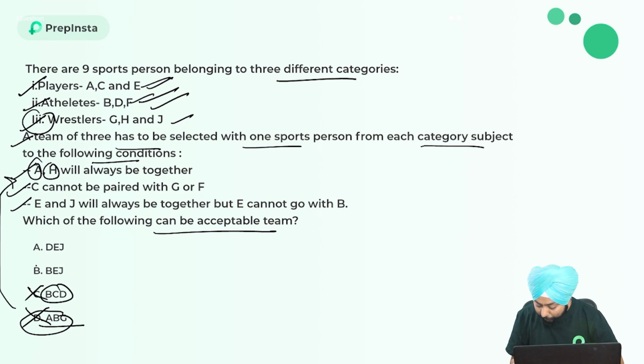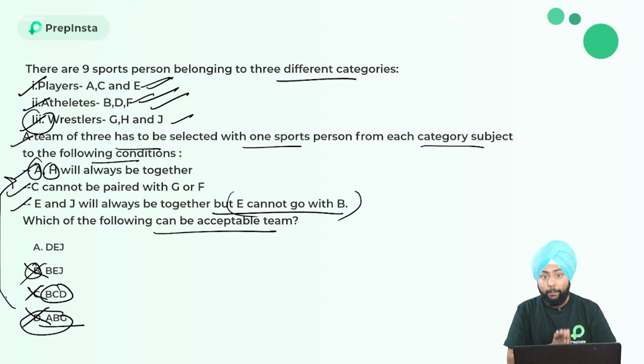Let's check option B now: B, E, J. It's written over here that E cannot come with B. So if E cannot come with B, again I can say B, E, J cannot be a perfect combination of players in our team. So I'm left with one option, that is D, E, J. It's my correct answer. Let's check if D, E, J is correct or not.